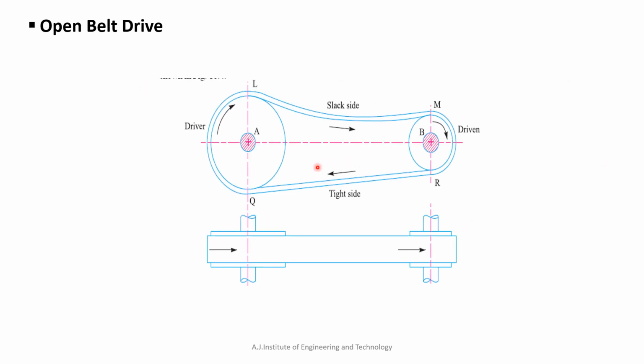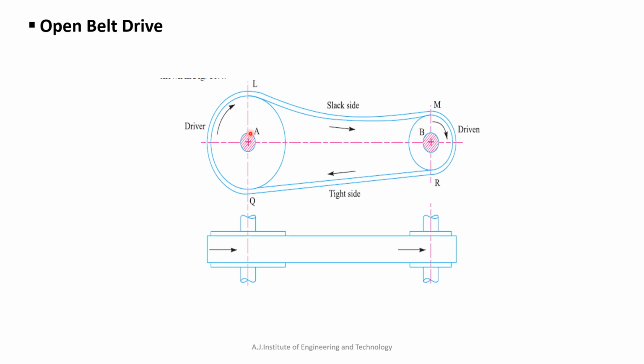You can see here, this is the open belt drive. This is the driver shaft and this is the driven shaft. The driver shaft is connected to a motor, so based on the motor shaft rotation, this shaft will rotate. Power transmission takes place from this shaft to that shaft with the help of the belt. So power transmission takes place from shaft A to shaft B, but there is no direct contact between shaft A and shaft B.